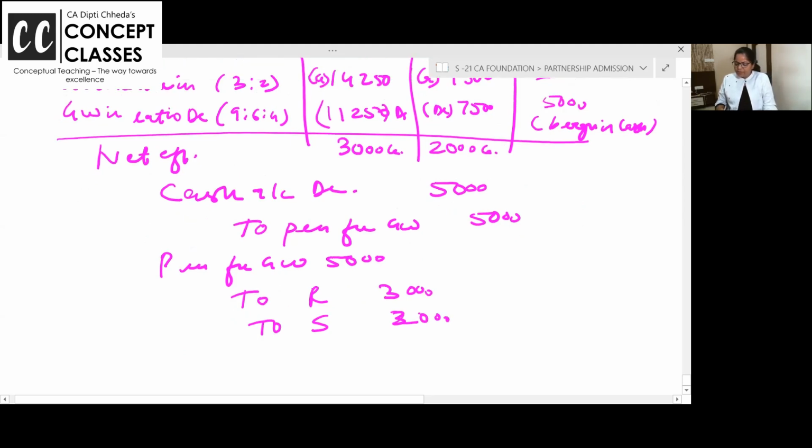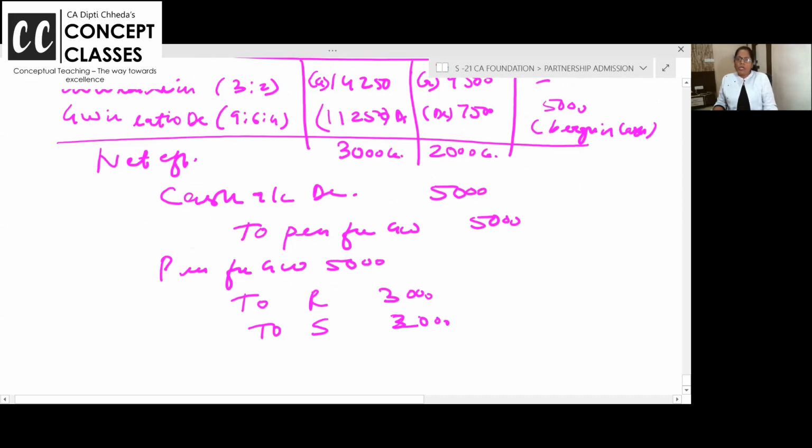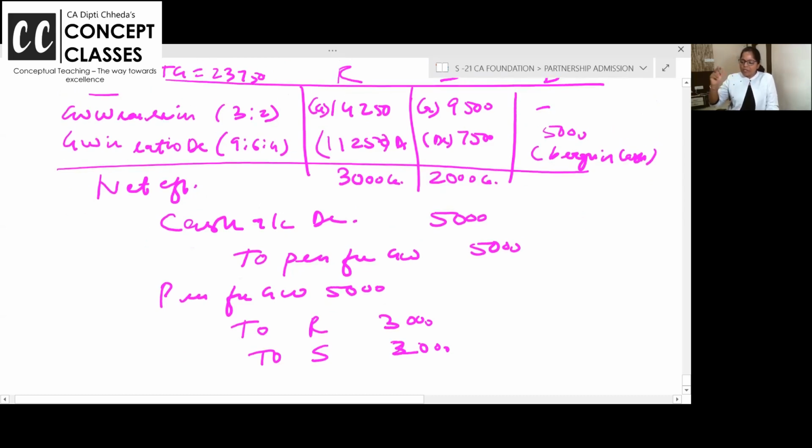2,000. Give the goodwill to old partners in sacrificing ratio. Raise the goodwill in old ratio. Write off the goodwill in new ratio. I want a message from all of you. Is this clear or not?